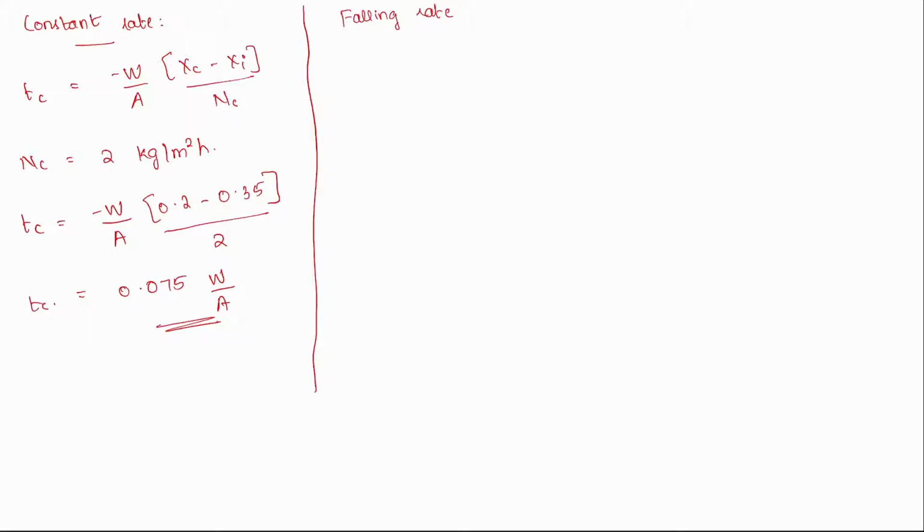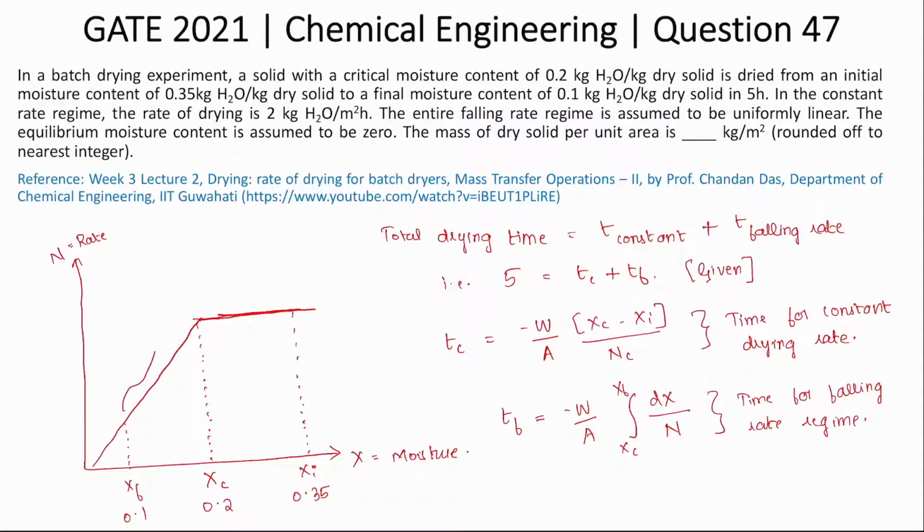For falling rate, Tf is equal to minus W by A times the integral of dx by N from Xc to Xf. So for this, we need to find the equation for the sloped line from the drying curve. So first, let us mark the coordinates of the falling rate regime. The top point is (0.2, 2) and the bottom point is (0.1, N). And we have to find the equation for N in terms of x.